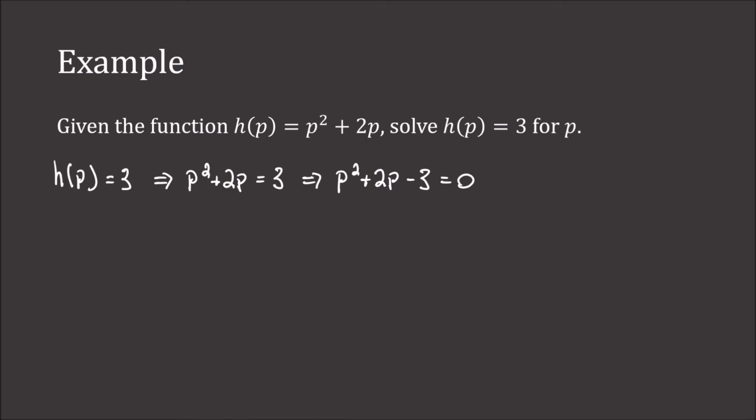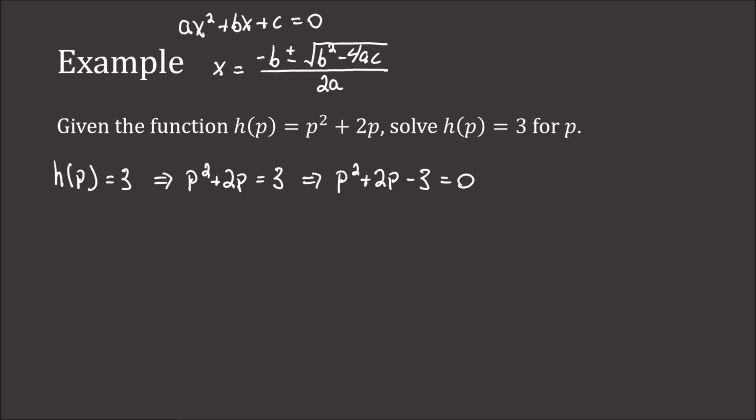Now we can go one of two ways. We can either factor, if it's possible, or we can use the quadratic formula, which says if you have ax squared plus bx plus c is equal to 0, then x is equal to negative b plus or minus the square root of b squared minus 4ac all over 2a.